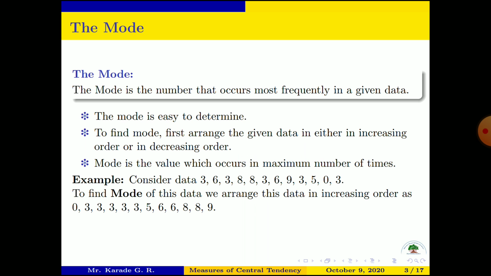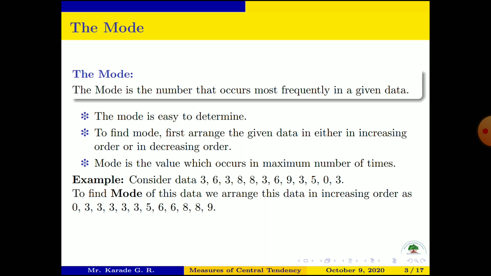To find the mode of this data, we arrange this data in increasing order as 0 3 3 3 3 3 5 6 6 8 8 9. Now we observe which is that number which occurs more frequently. So here 3 is the number which occurs more frequently, and 3 occurs here 1, 2, 3, 4, 5 times.